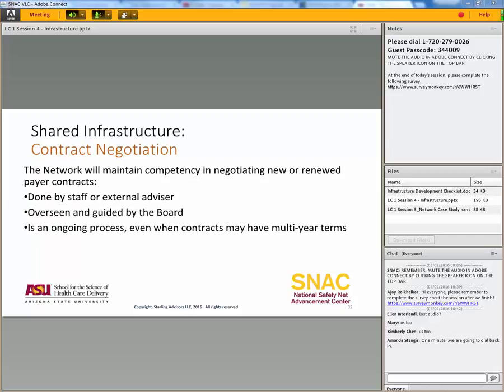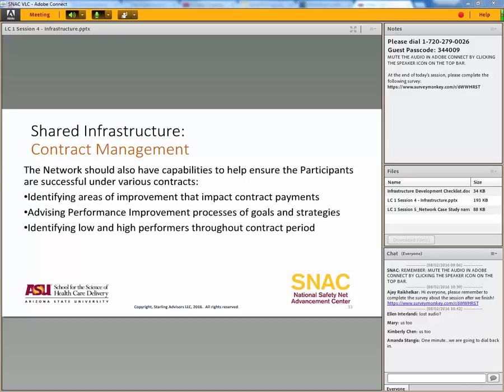We've talked about it can be done either by network staff or some kind of external advisor, typically overseen and guided by the governing body, that board. But it's an ongoing process. It's something that never really goes away. And the network wants to develop more and more with each contract period, wants to develop more internal knowledge about the process and how to execute the process.